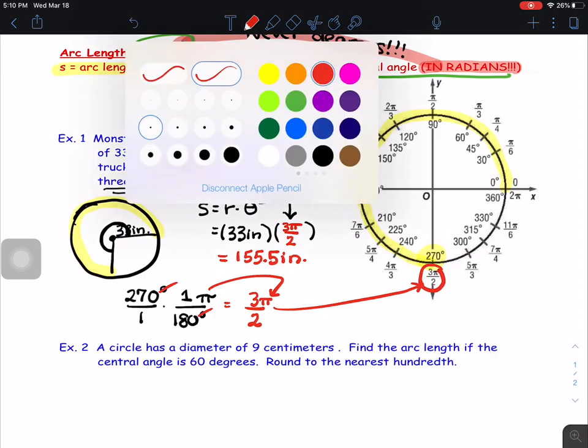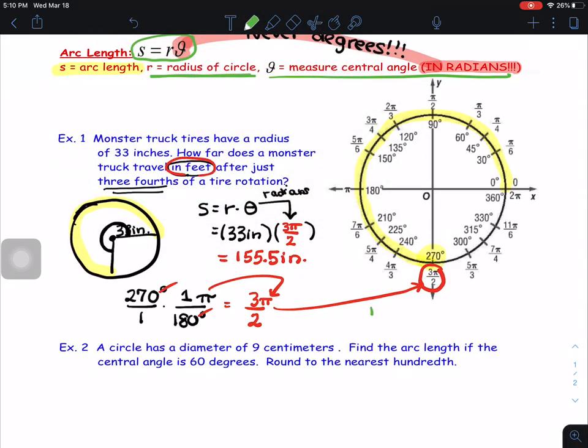Okay, so what we now need to do is a little conversion here. If our answer is 155.5 inches, and we want to get out of inches, you need to put the inches label down in the denominator so that those will cancel each other out. We want to get into feet. Okay, so we need to put numbers in front of this.